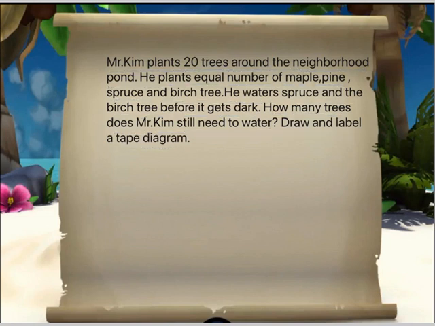What is Mr. Kim doing? Mr. Kim is planting 20 trees. So we know the total is 20. Total equals 20 trees.